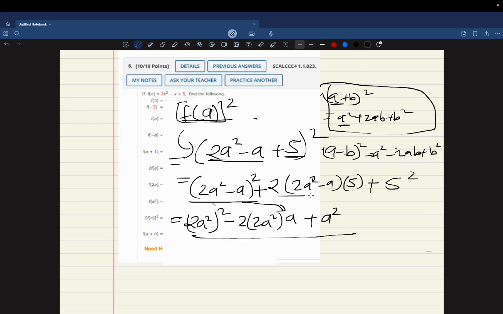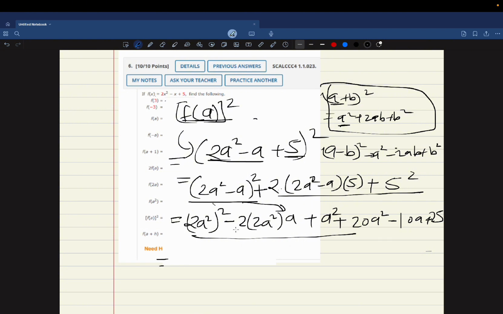Okay, so now we need to solve this part. So for this part 5 times 2 is 10. Now we need to multiply 10 with this and then also with this, so 10 times 2 is 20, so it will be 20a square, and then minus 10 times a will be 10a, and then plus the remaining one which is 25. Okay, so now next step, let's solve it.